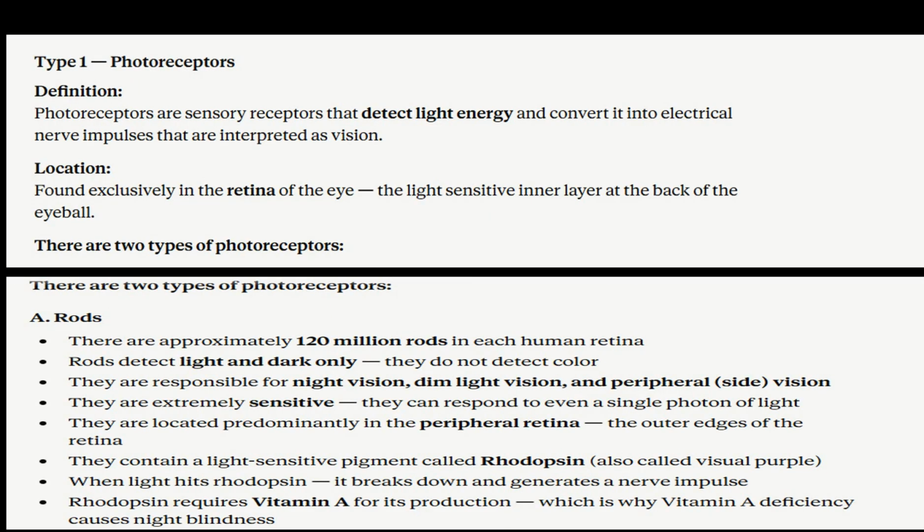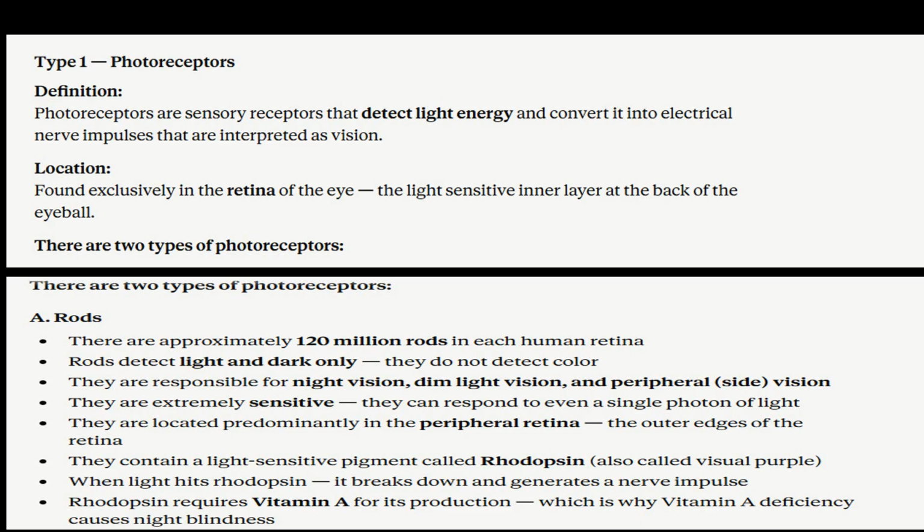The first one is rods. There are approximately 120 million rods in each human eye. Okay, 120 million in each human retina. And rods are basically responsible for detecting light and dark only. Okay, so it can detect light as well as dark, not color. This is a very important question. Sometimes in an interview they might ask you what it detects. So it detects light and dark.